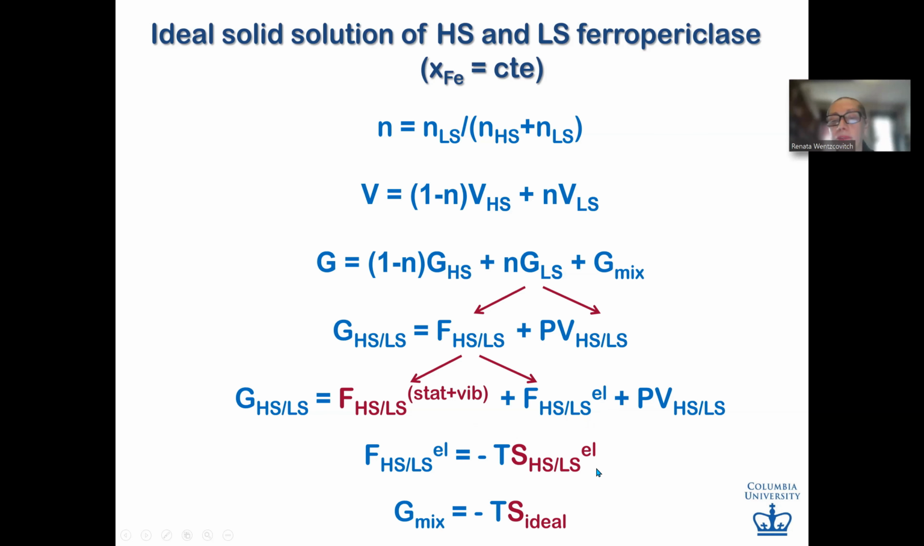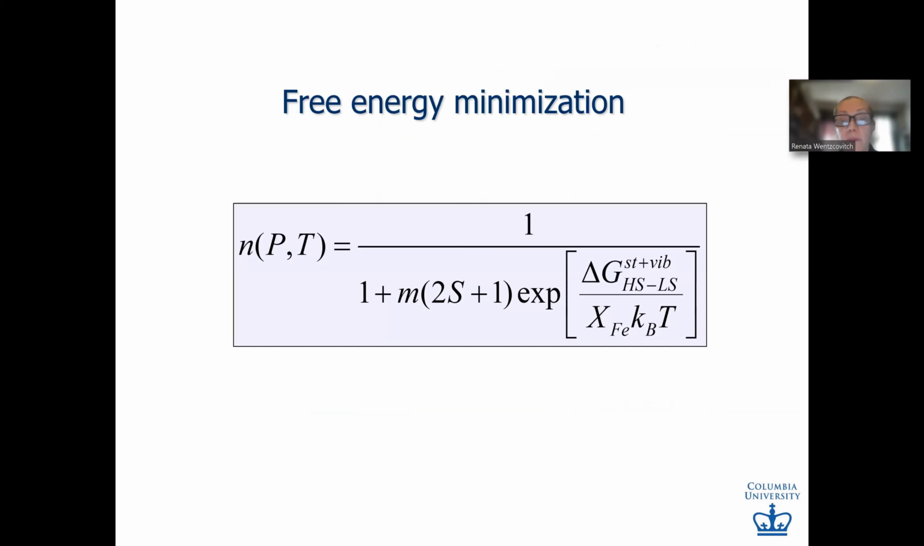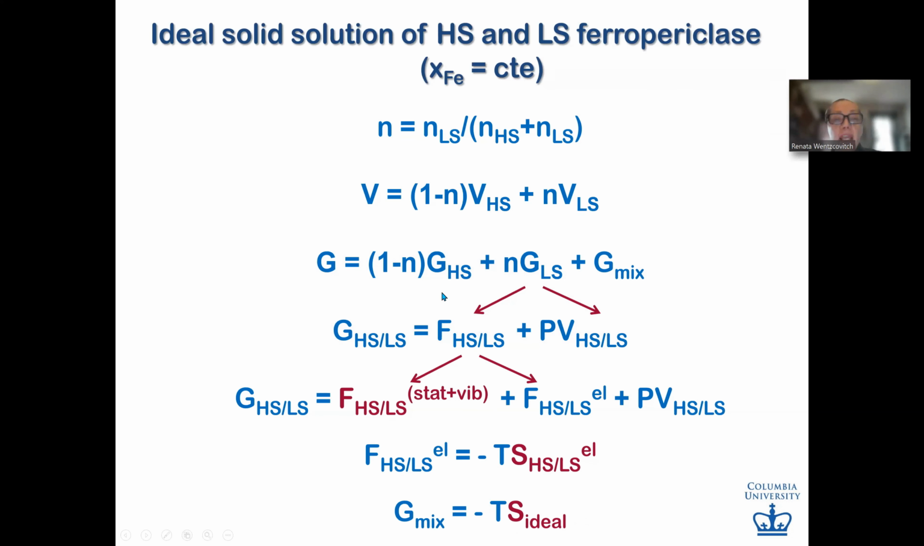This electronic entropy, or magnetic entropy, comes from the fact that in the S equals 2 high spin state, the iron has 2S+1 possible orientations, and the minority electron can enter one of three t2g orbitals, xy, yz, or zx, right? I can show you this term at the end as well if you want to see, but that's where the magnetic or electronic entropy comes from. And this G mix is the G ideal, the typical n log n plus (1 minus n) log (1 minus n). So then we have this free energy here, right?